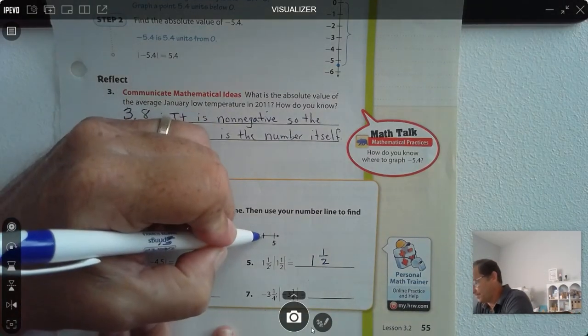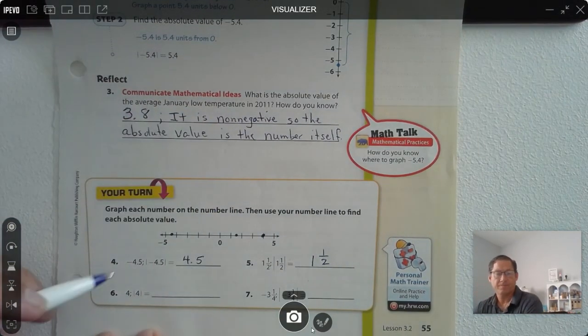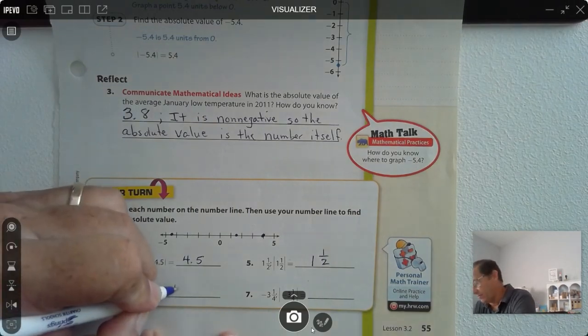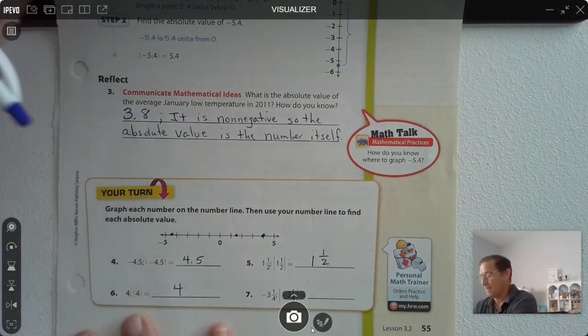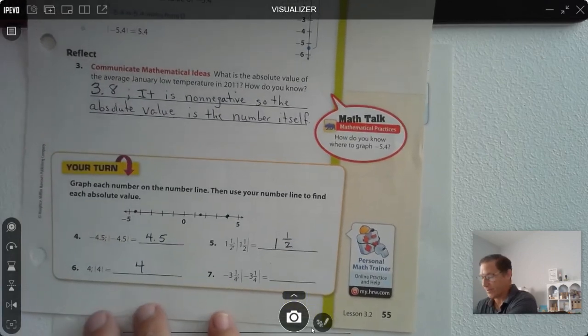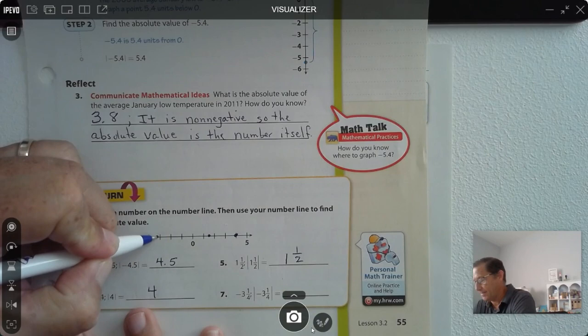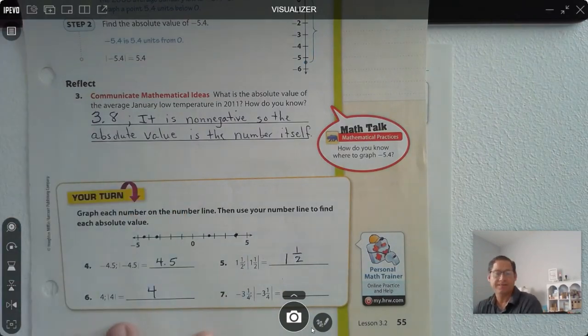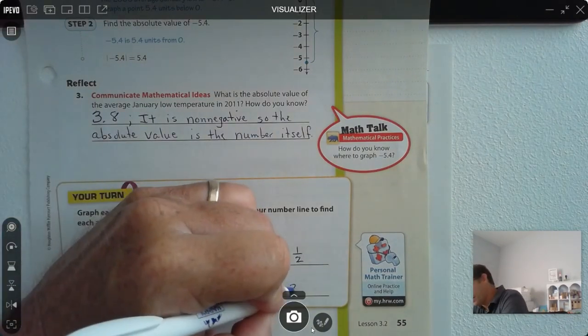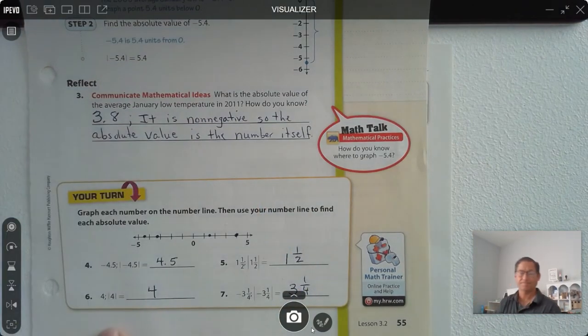4. 4 is non-negative. The absolute value of 4 is 4. Number 7, negative 3 1/4. 1, 2, 3. So negative 3 1/4, its distance from 0 is 3 1/4.